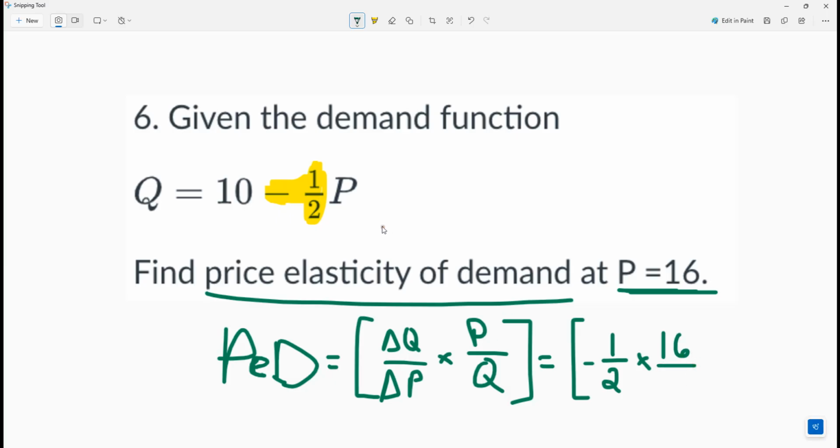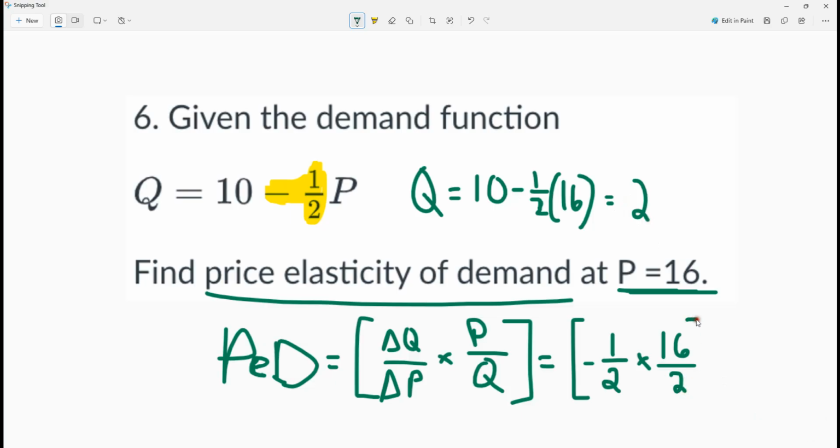And then I need to plug this 16 into this equation to get whatever our quantity is when the price is 16. So to do that, quantity is 10 minus 1/2 times 16. I can do this in my head. 1/2 times 16 is 8, and then 10 minus 8 is 2. So this means that the quantity is 2 when the price is 16.